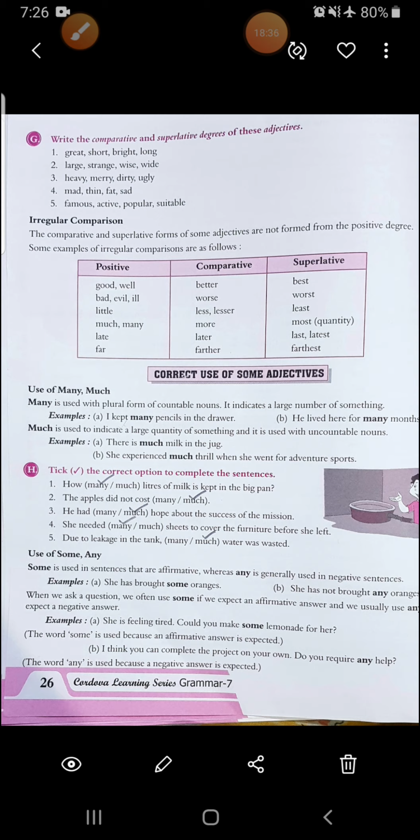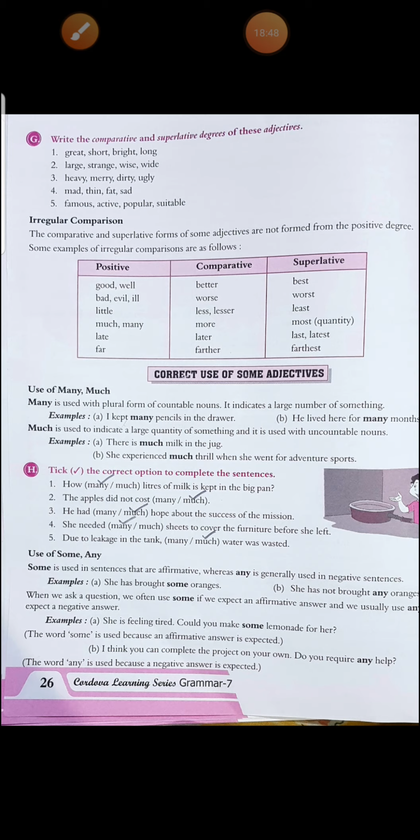Now what you have to do in the fifth one? You have to add more and most. So famous will become more famous, most famous. Active will become more active, most active. Popular will become more popular, most popular. Suitable will become more suitable, most suitable.